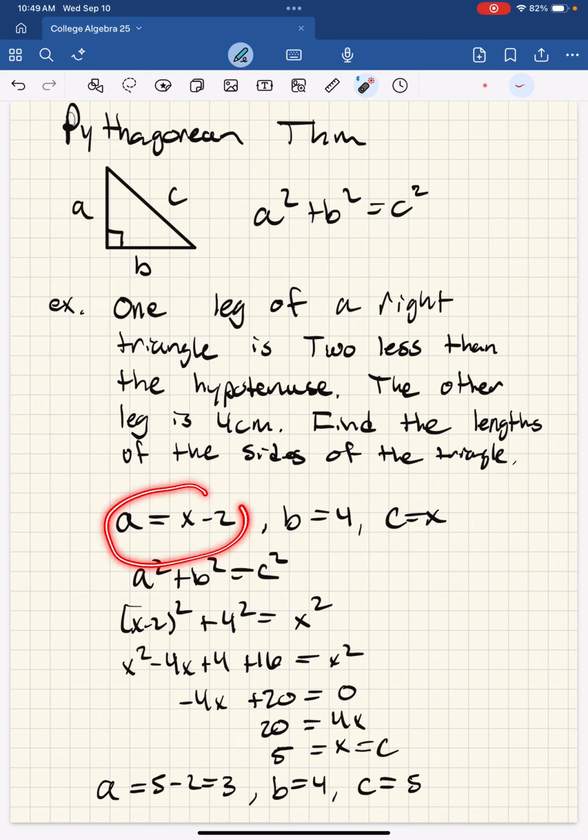We need to identify a as x minus 2, b is 4, and c is x. Start with a squared plus b squared equals c squared. Substitute for a, b, and c. At first, we've got an x squared, so it looks like we have a quadratic equation. We get lucky on this because when we subtract out x squared, we end up with a linear equation. That linear equation is solving for x, which represents c, and so we get x equals 5. So the hypotenuse is 5. The leg that is 2 less than that is 3, and the other leg was already given as 4. So that's just your basic 3, 4, 5 right triangle.